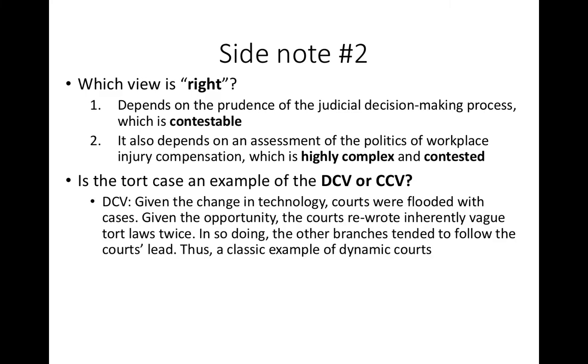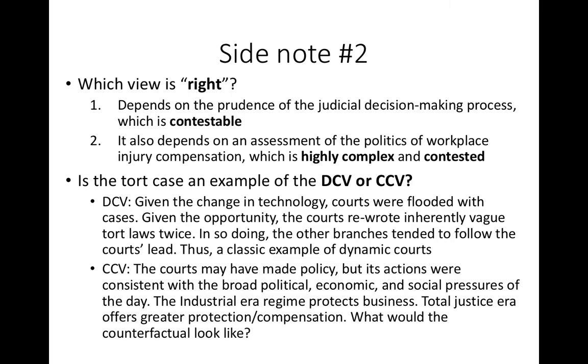So clearly, there's some evidence here that the courts, in rewriting American tort law over the years as America industrialized, is an example of the dynamic court view. And so the argument is this: given changes in technology, courts were flooded with cases, right? Again, railroads much more dangerous than horses. So, given the opportunity, the courts then stepped into the void. They rewrote inherently vague tort laws twice, as a matter of fact. And in so doing, the other branches tended to follow the court's lead. Thus, we see this as a sort of classic example of dynamic courts.